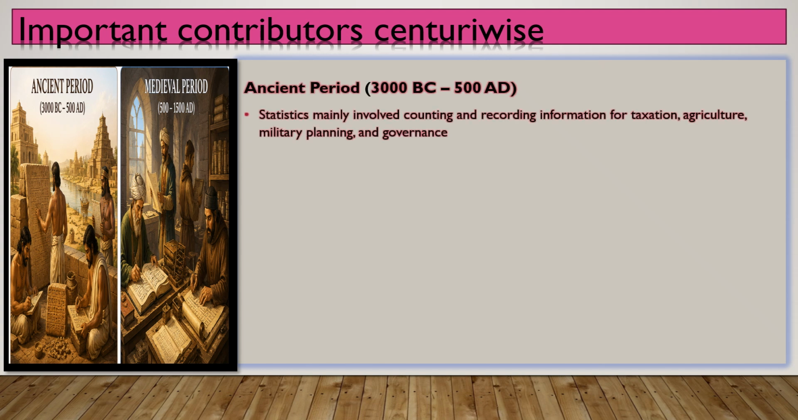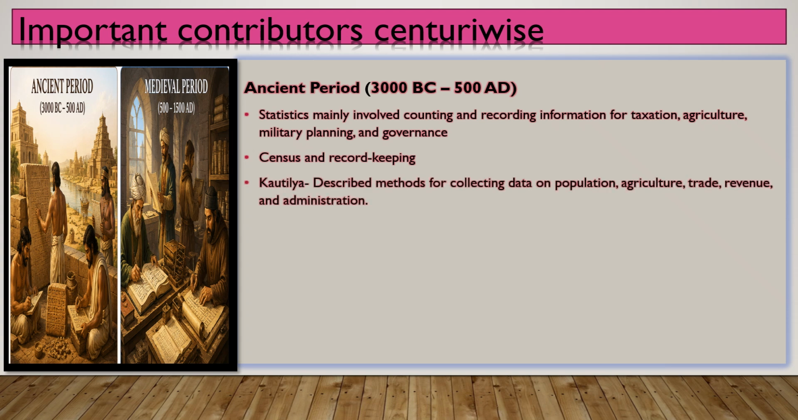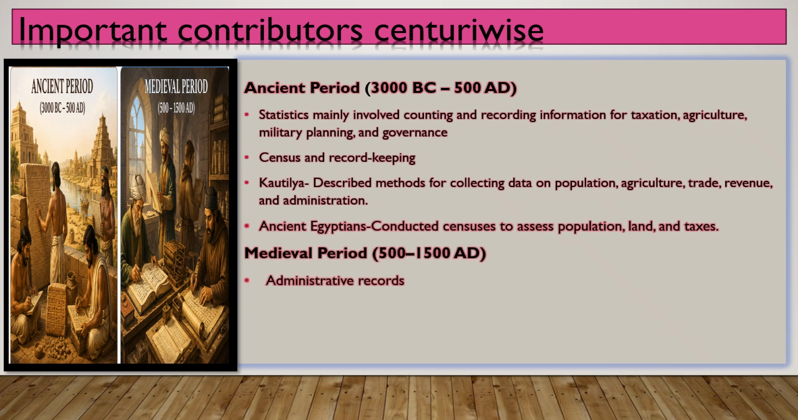In the ancient period, statistics was mainly involved in counting and record keeping for tax, agriculture, military planning, and governance. Also for census and record keeping. Kautilya was the main contributor who described methods to collect data on various fields like population, agriculture, administration. Then ancient Egyptians conducted census to assess the population, land and taxes. In the medieval period administrative records were kept and European kingdoms maintained tax, trade and population records.